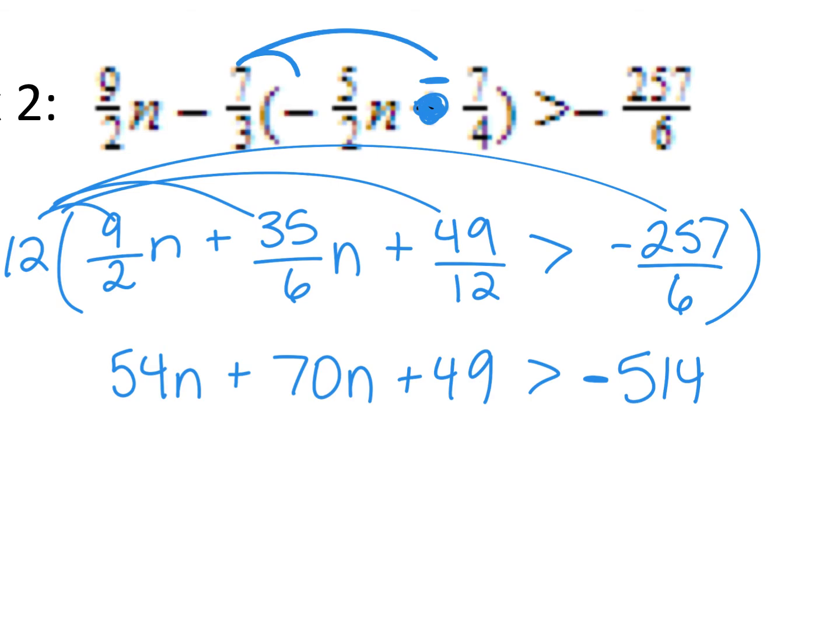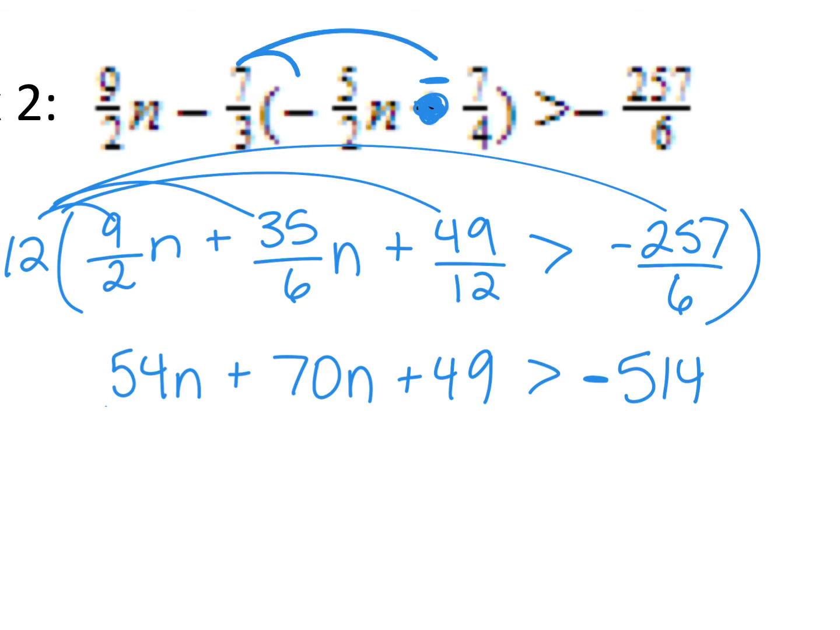Okay. Good. One thing I got asked last hour is before I did this, could I have gone ahead and added these two things, combined like terms first? Absolutely. But as you can see, it's a little harder to add 9 over 2 plus 35 over 6 than this right here. That's a little easier in my book, but totally up to you. It does have to be done either way.